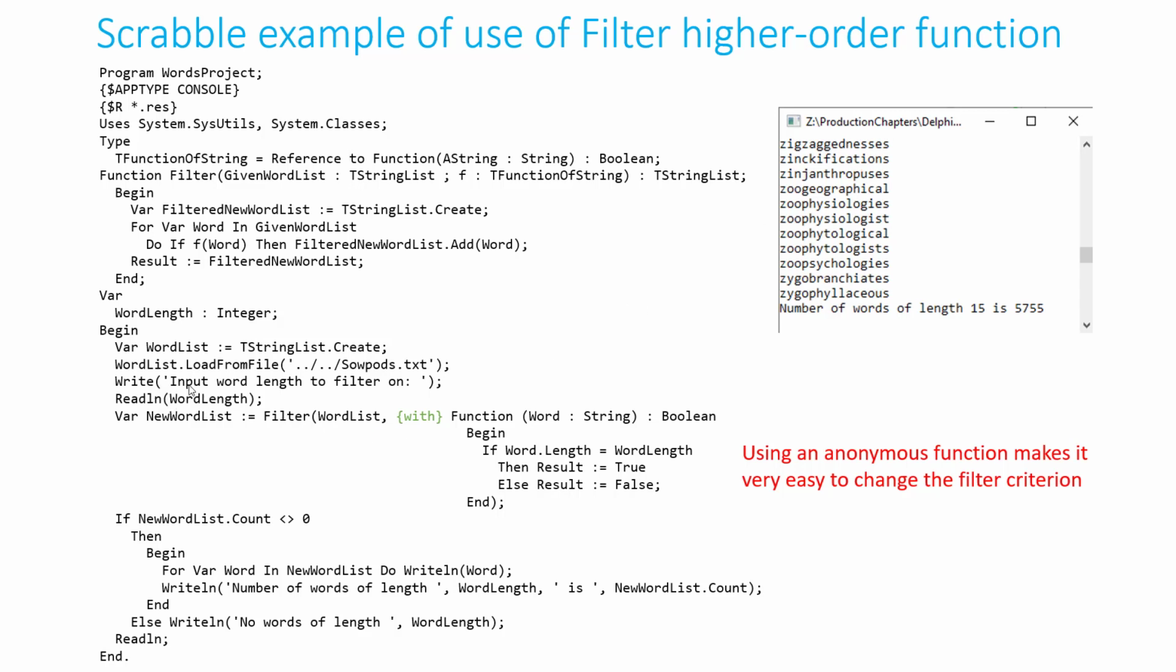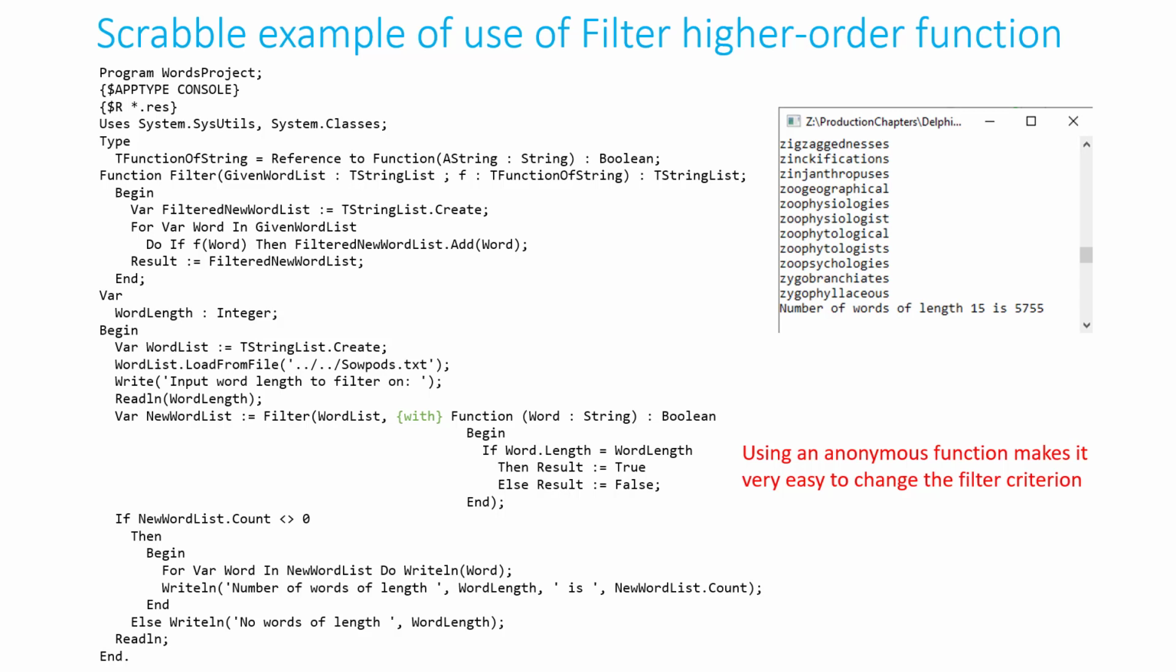We're going to ask the user to input the word length to filter on, and we read it at this point into the word length variable. It's an integer variable. We create another inline inferred data type reference variable new word list, which is going to be of type t-string list. And when we've finished filtering, the filter will return the new word list. The address of this new word list will be assigned to new word list. And if the count isn't 0, we can then write out every word in this new word list. And when we've finished writing the list of words, we can also write the number of words in the list.